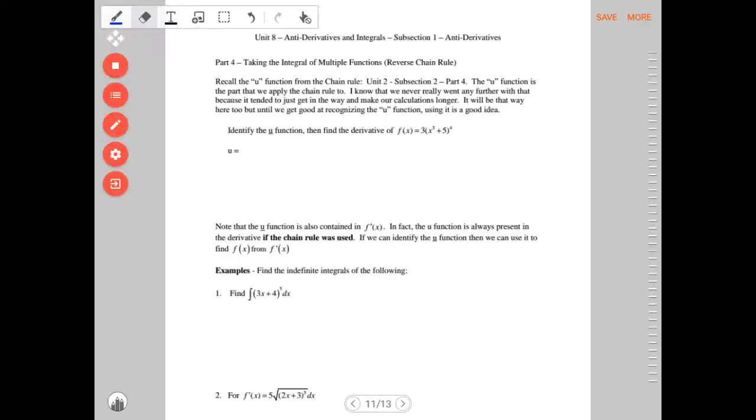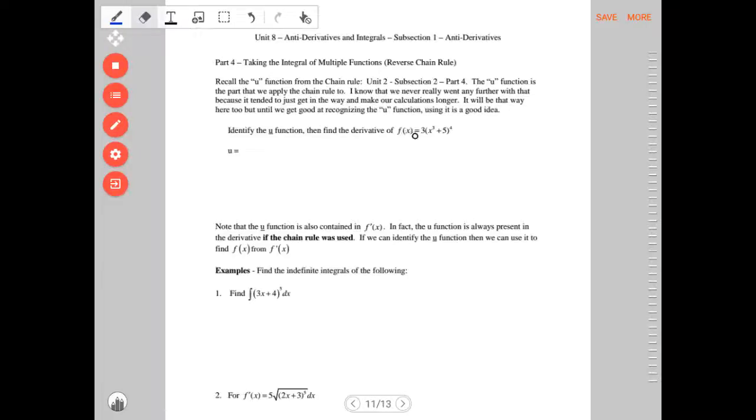And in order to do that, I need you to recall the u function from the chain rule. So that was Unit 2, Subsection 2, Part 4. So if you need to review that, go ahead, but watch this first and then see. The u function is the part that we apply the chain rule to. I know that we never really went further than that because it tended to just get in the way and we'd made our calculations longer, so whatever. But it's there, so you can review that section. It will be that way here too, but until we get good at recognizing the u function, using it is a really good idea.